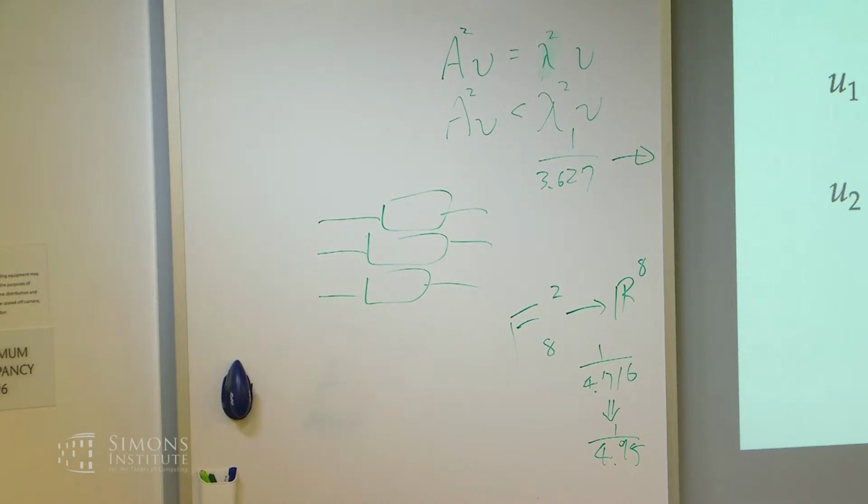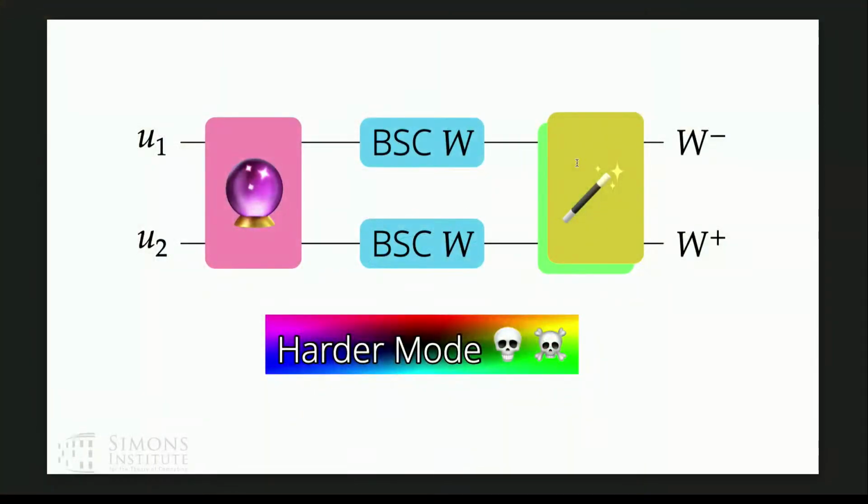Okay, so that's the binary symmetric channel case, which is already hard, but it can get even harder. You mean the other way around? You improve from 1/4.95 to 4. No, the number is wrong. There's the 6.